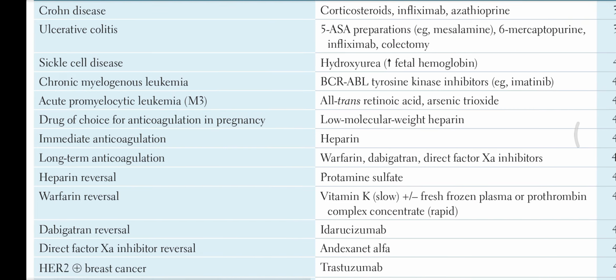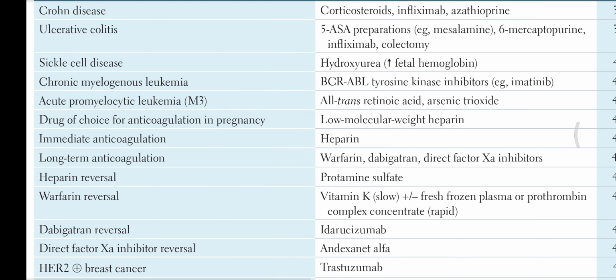In sickle cell disease, you'll be giving hydroxyurea, which increases fetal hemoglobin. Sickle cell anemia: you'll be giving hydroxyurea. It helps to increase the hemoglobin.